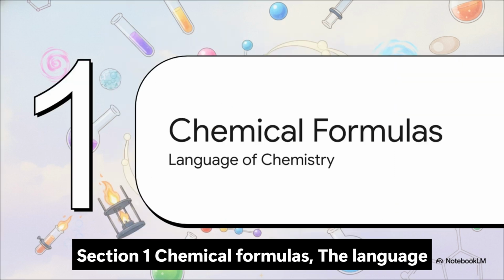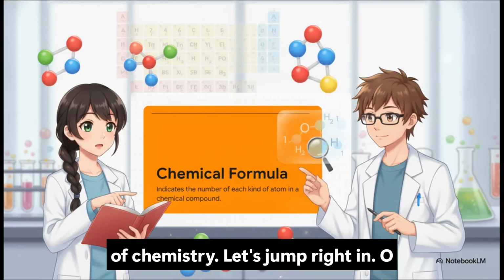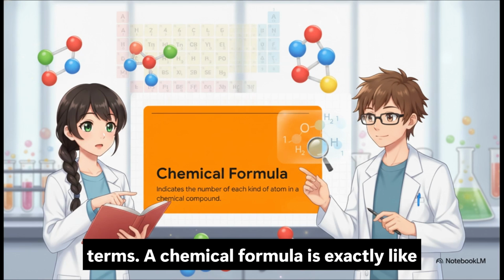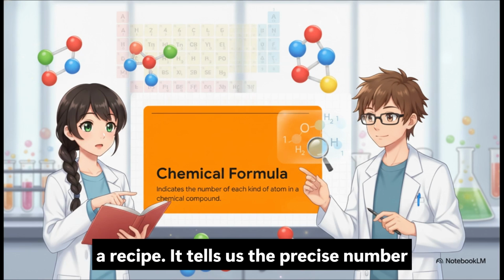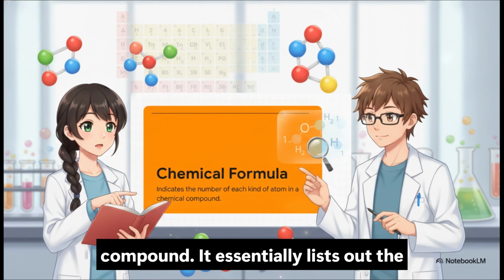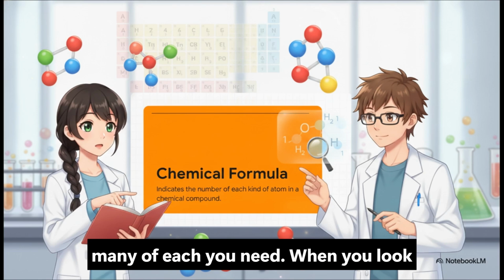All right, section 1, chemical formulas, the language of chemistry. Let's jump right in. So first things first, let's define our terms. A chemical formula is exactly like a recipe. It tells us the precise number of each kind of atom inside a chemical compound. It essentially lists out the elemental ingredients and exactly how many of each you need.